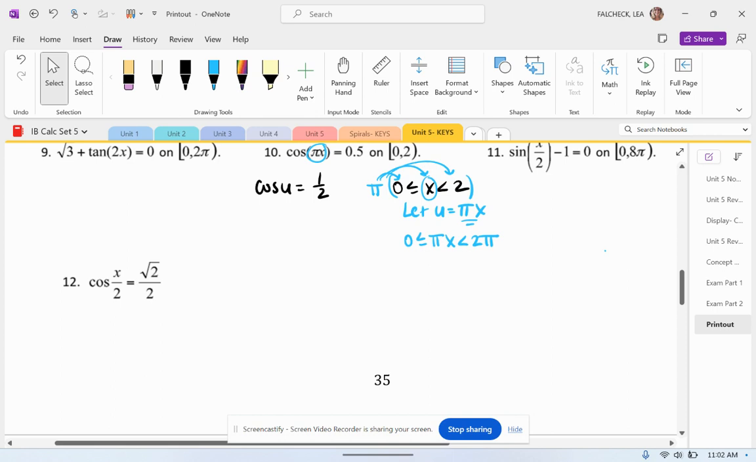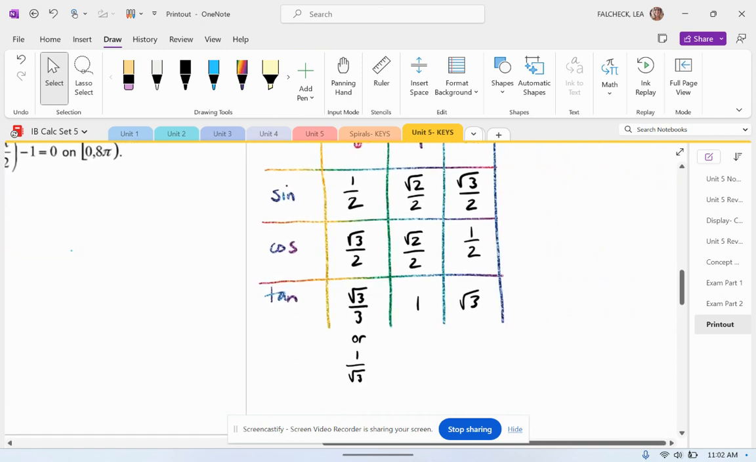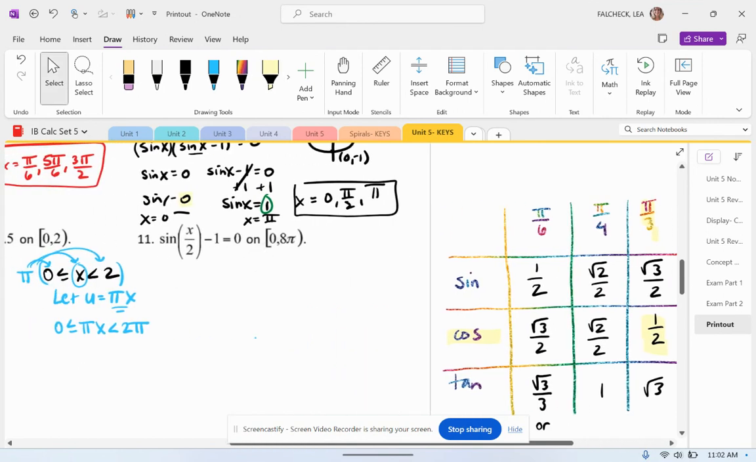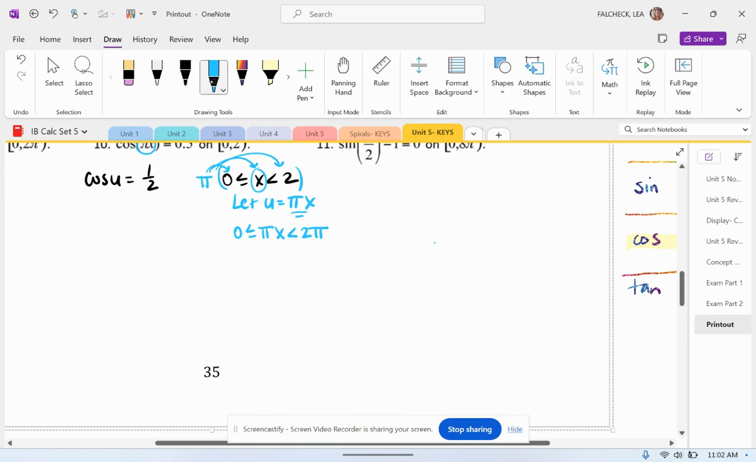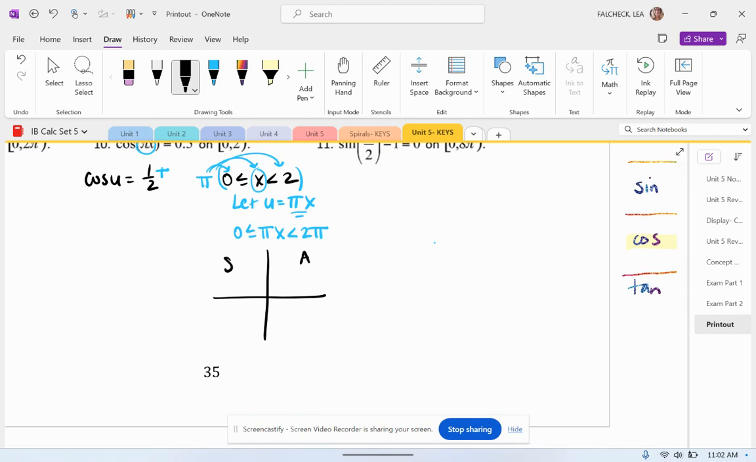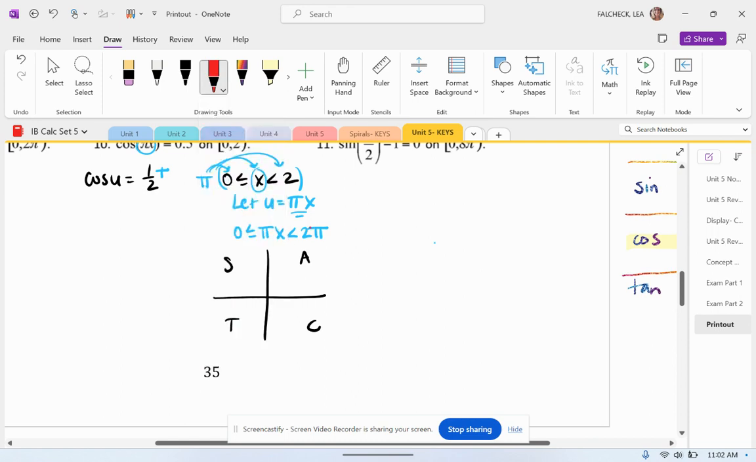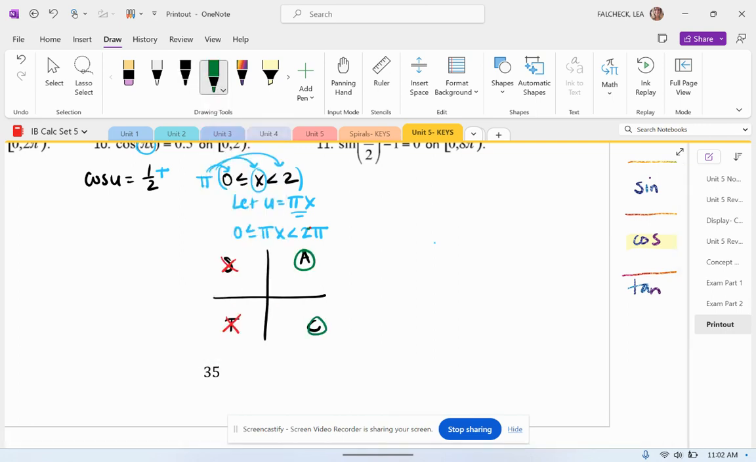The cosine of u is equal to 1/2 is going to be a special trig ratio. I'm going to go on my special trig ratios chart, and I'm going to look for the cosine of 1/2. The reference angle will be pi over 3. I'm now going to have to consider the quadrant given the sign of the trig function. This guy is positive. So let's look for all the quadrants where cosine is positive. Cosine is negative here, and he is negative here. The two quadrants that we want are quadrant 1 and quadrant 4.